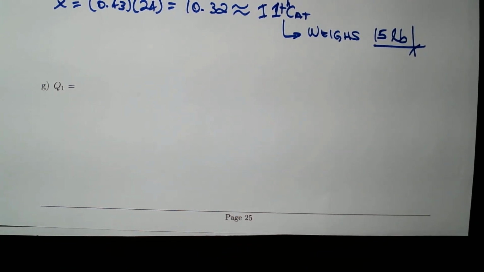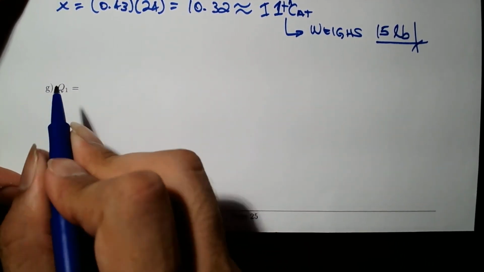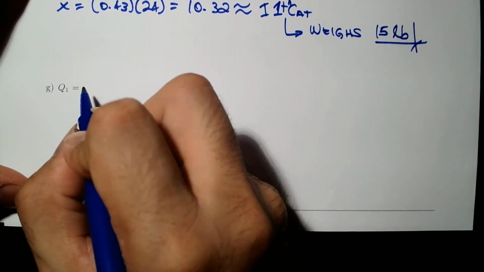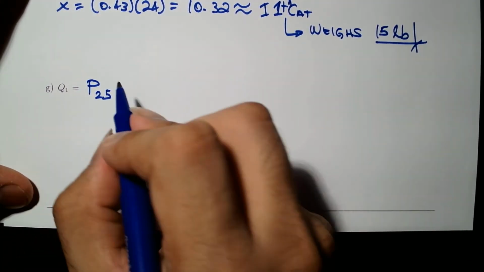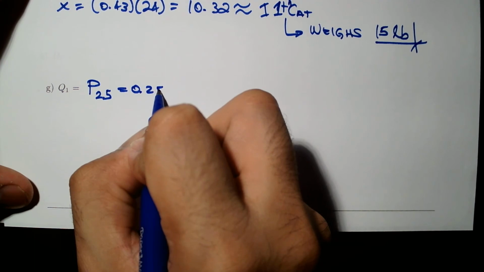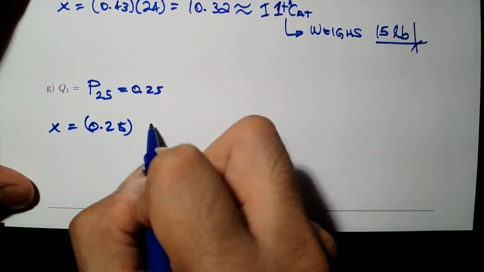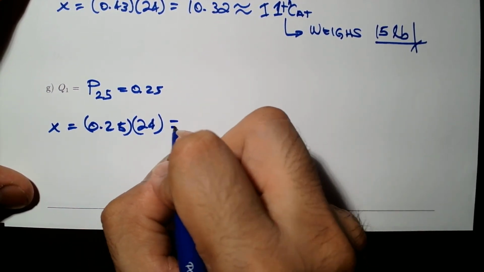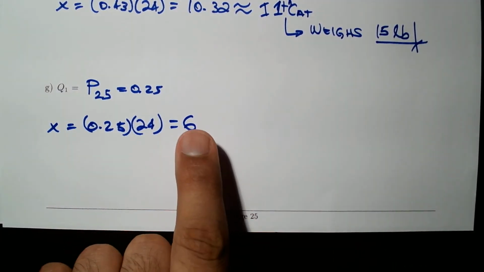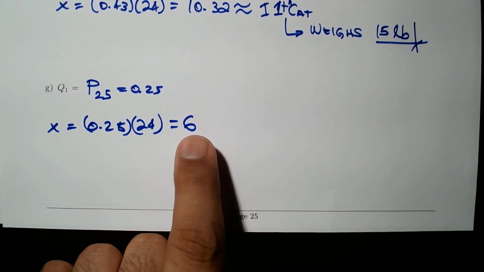Q1. What do we mean by Q1? This is a new term. Q1 is the first quartile. The first quartile is the same as saying P25, which is multiplying by 0.25. So x equals 0.25. Multiply that by 24. That's going to give us a 6. In this case, we are getting a whole number.